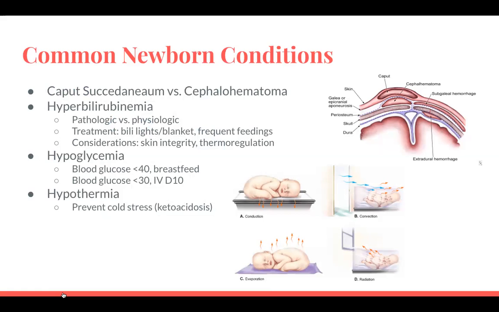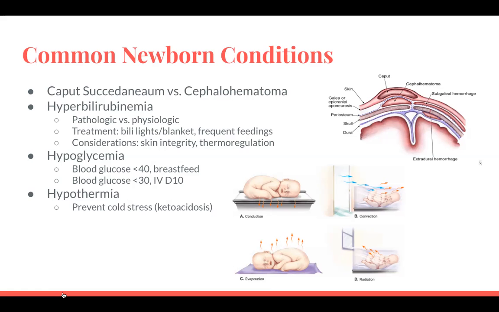So hyperbilirubinemia, pathologic versus physiologic. If you hear something is pathologic, it's most likely bad. The hyperbilirubinemia is going to look like jaundice, that yellow discoloration of the skin and the sclera. And you have the risk of kernicterus, which can lead to permanent brain damage. So pathologic is bad, physiologic is okay, and that will resolve itself.